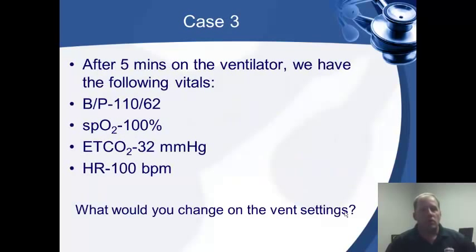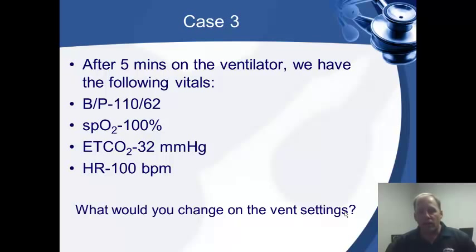All right, so how do I want to change these vent settings? Well, if my SpO2 is 100%, I know I can drop my FiO2. I'm not going to change the P. I'll probably drop my FiO2 to 40 and watch my SAT very closely. If she starts to desat, I'm going to move it up to probably 50 or 60 and see if that fixes the problem. I will adjust the FiO2 based on her SATs.